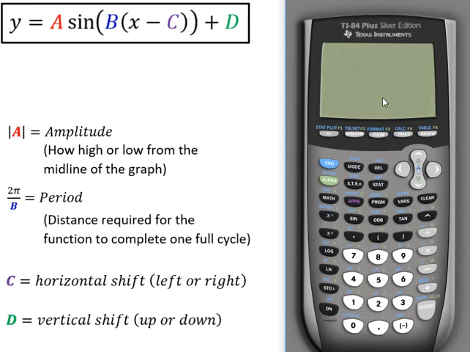So let's start looking at what these things do once we start changing some of these variables. We're going to turn our function on. So we have the sine function. I have changed the window, negative 3 pi. I might have done 5 pi.